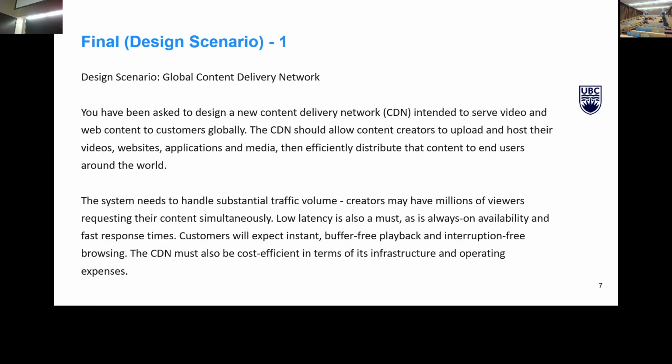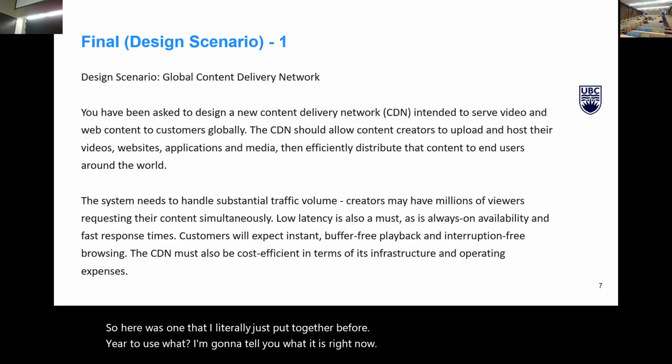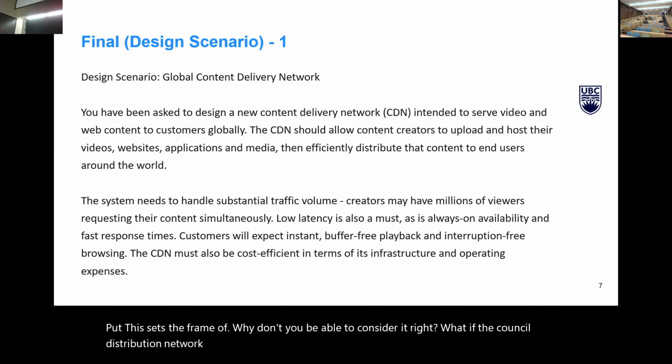So here was one that I literally just put together before class. I put another one together that I really like and I'm actually going to use, so I'm not going to tell you what it is right now. But this sets the framework of what you'd be asked to consider, right? What is a content distribution network? Anybody know?